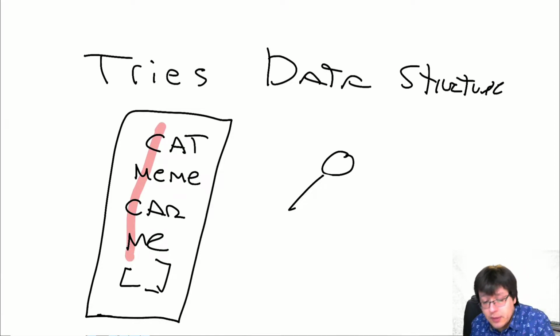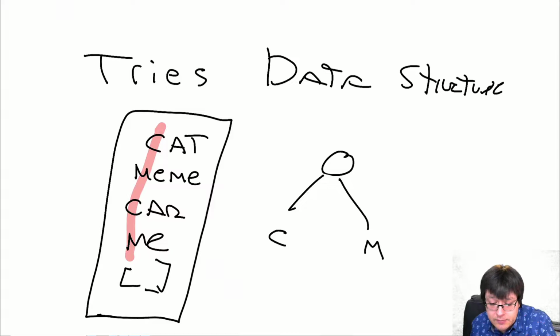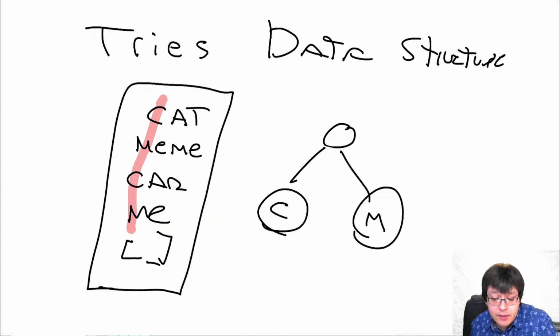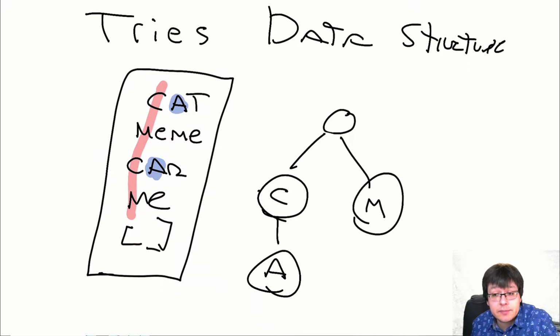So therefore, I can create a node with 2 children where I have C and M as the children of that node. And from there, for the nodes that have C as the first letter, you can notice that the second letter is always going to be A. So then I can make a child here with the letter A in it.